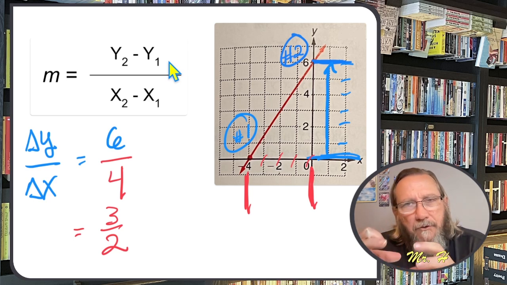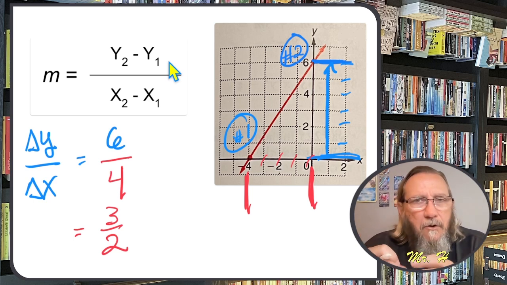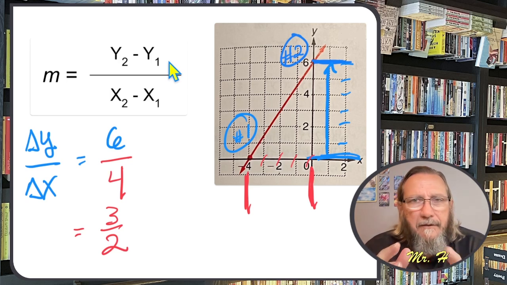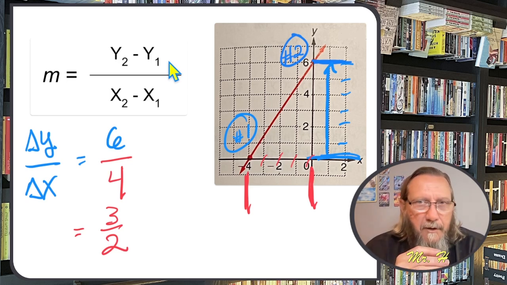Doesn't matter if you use the counting spaces method or if you use the formula. That's your choice, whichever one you feel more comfortable with. Just make sure you do the math right, whichever one you choose. All right? Very good. Let's carry on to the next problem.